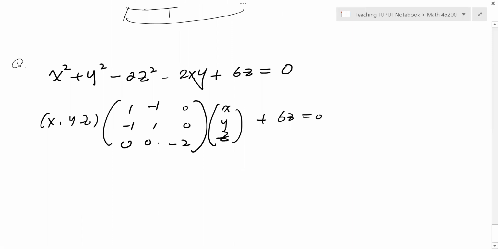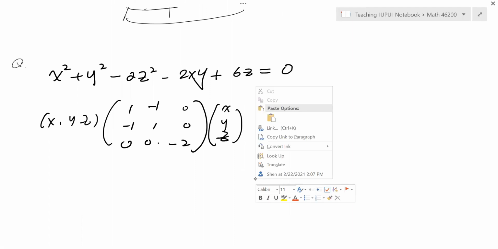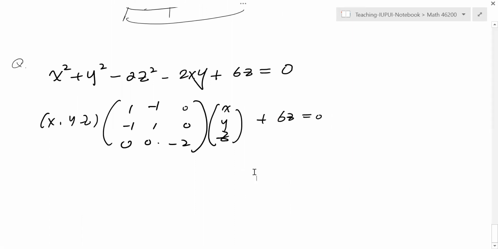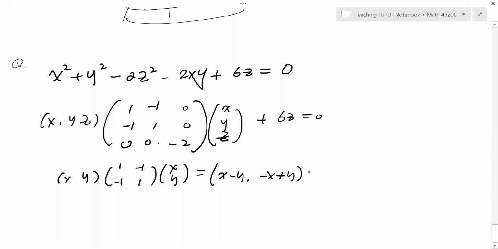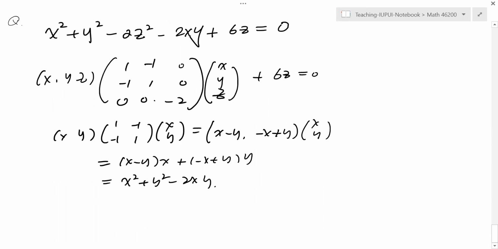You have to make it a diagonal, but that takes too much time to do. Yeah, this requires linear algebra, right? Now, x, y, then 1, negative 1, negative 1, 1. Multiplying, that's going to be x minus y, negative x plus y, then x, y. So you multiply this out: x minus y times x, plus negative x plus y times y. That's why you get x squared minus 2xy plus y squared.